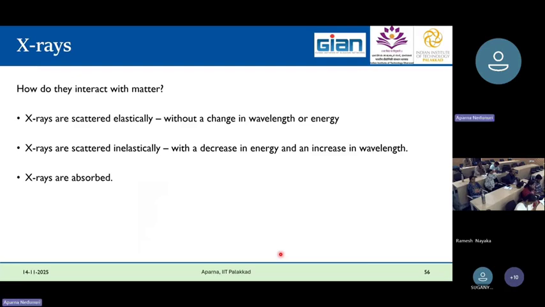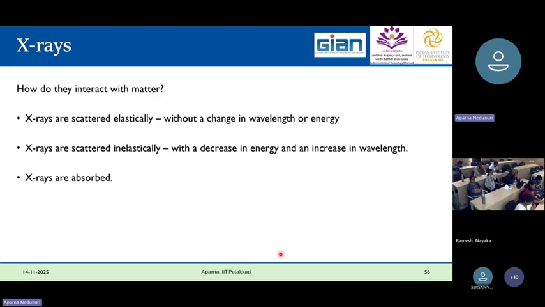So how do they interact with matter? How do these X-rays, which are hitting on a sample, interact with the matter that we're talking about? Matter here means any of your material. Material can be amorphous material or crystalline material. It can be solid material. It can be liquid as well. So how do these interact with matter?